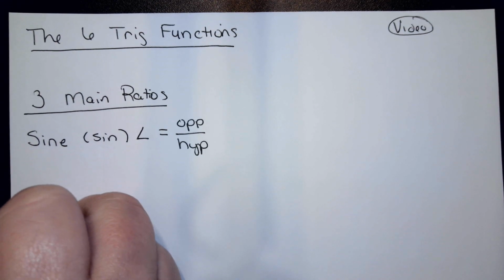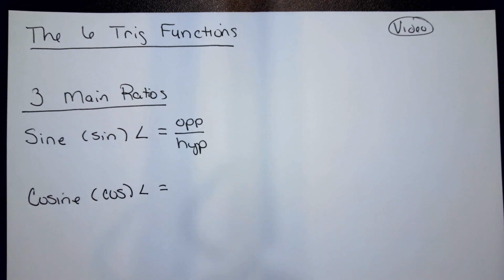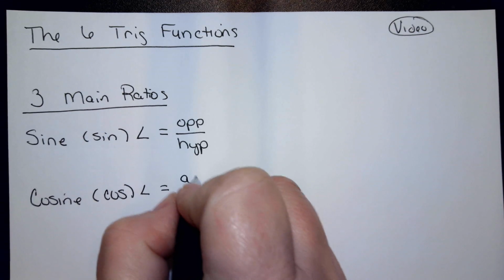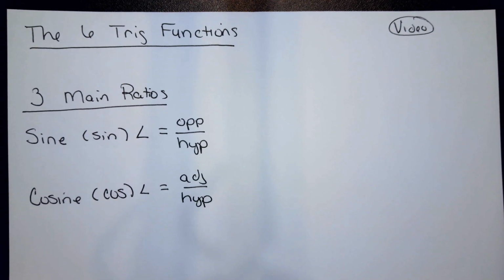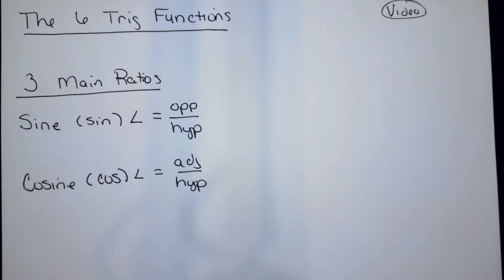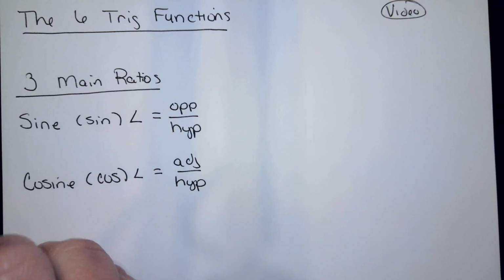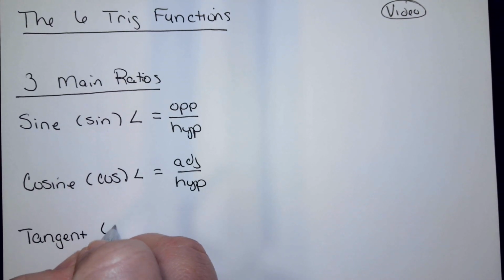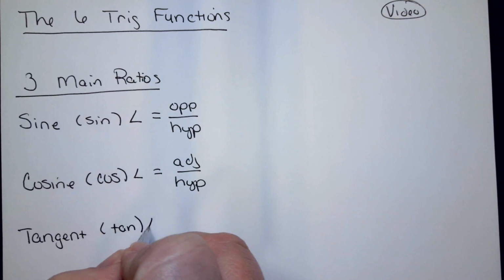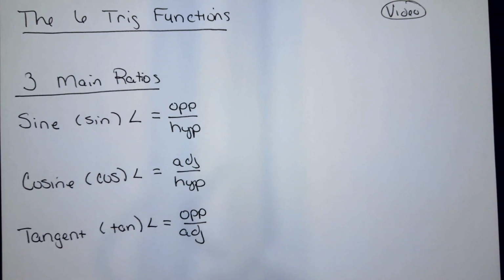Then we had our cosine function, abbreviated as cos. So the cosine of our angle is the ratio adjacent over hypotenuse. And then finally we wrapped it up with the tangent, abbreviated as tan. The tangent of our angle is equal to the opposite side over the adjacent side.